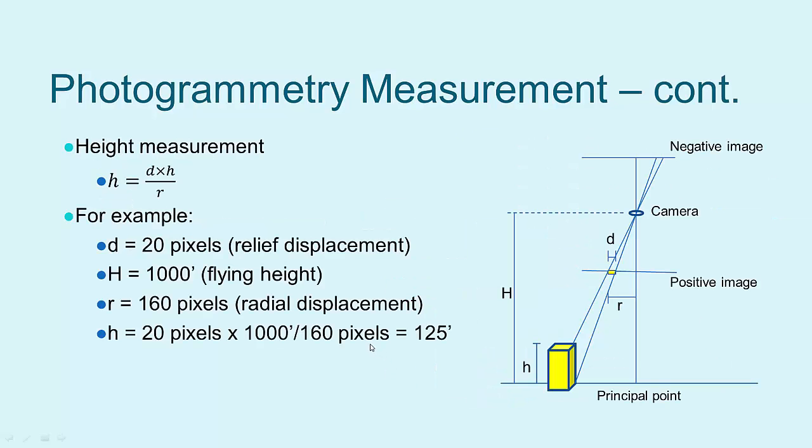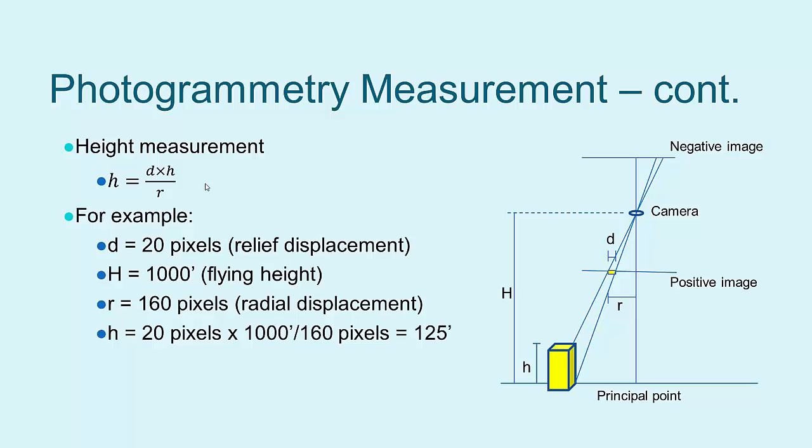Given a single image, the height of a building above the ground can be calculated using this equation. Both D and H are the 2D measurements on the aerial photograph. D is called the relief displacement, the image projection of the vertical building, and R is called the radial displacement, which is the distance of the building top from the principal point.